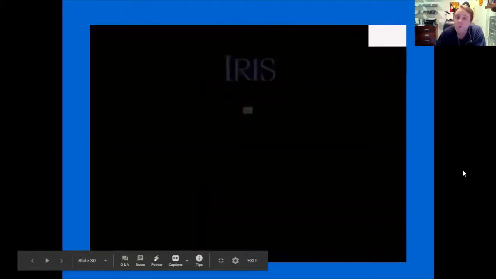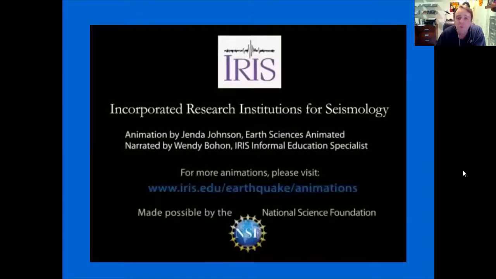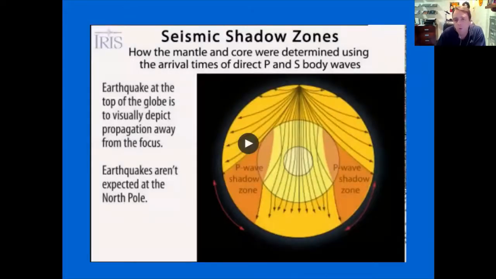So it really is a simplification, but we have to crawl before we can run. Primary and secondary waves just tell us about the core, the outer liquid outer core, the solid inner core. There are other subtypes of primary and secondary waves, or other waves, that get into a lot finer detail. But for right now, just understand that primary and secondary waves tell us about the core.